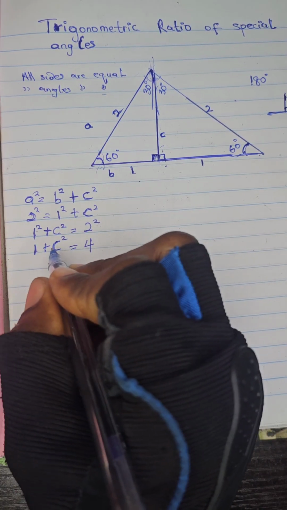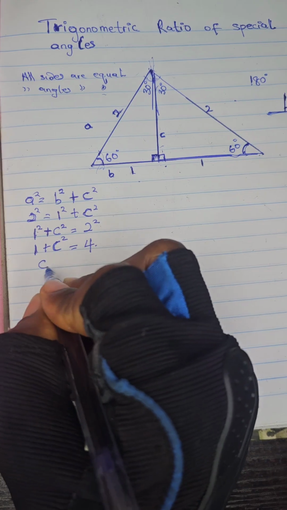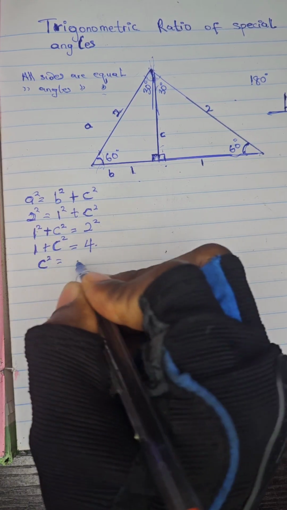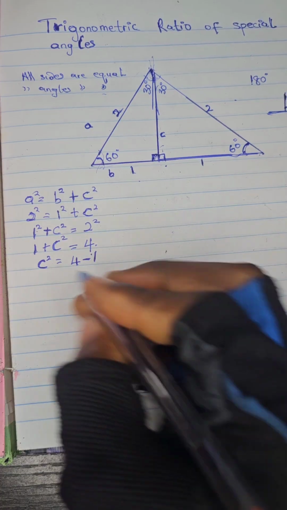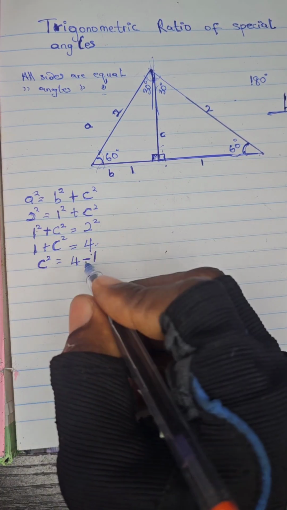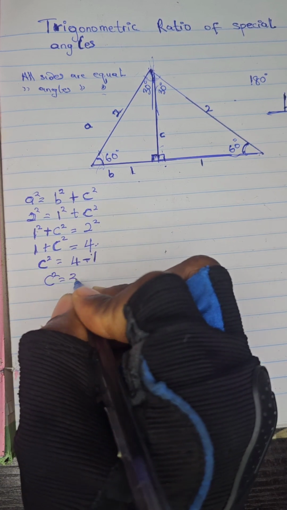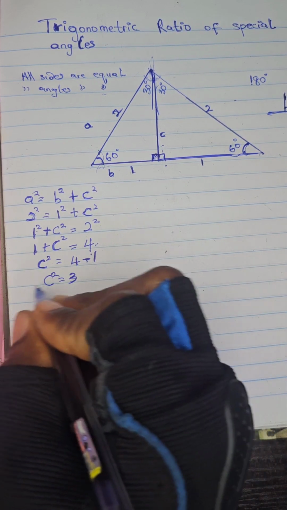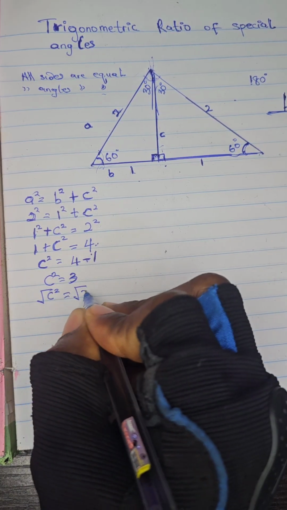So by the time I subtract 1 from here and from here, I will have c square equal to 4 minus 1. Because when I subtract 1 from here, 1 would go. When I subtract 1 from here, you still have 3. So c square is equal to 3. So I find the square root of both sides. Square root of c square is equal to square root of 3.